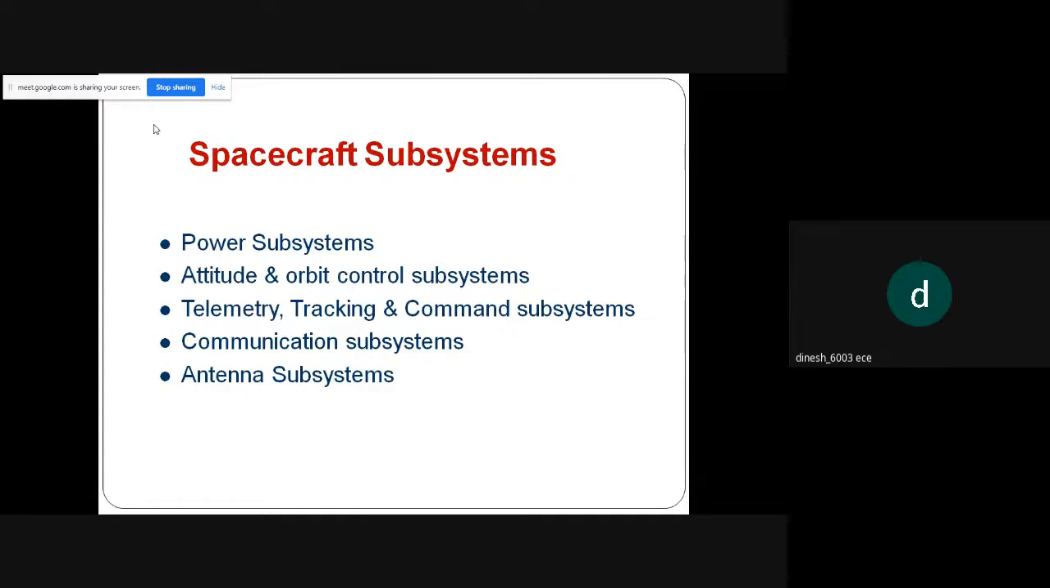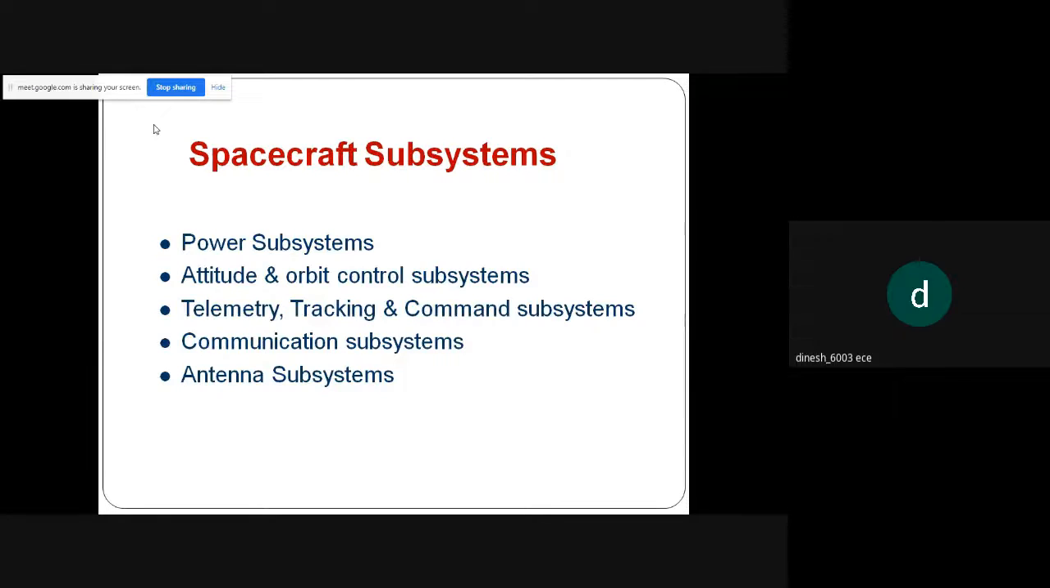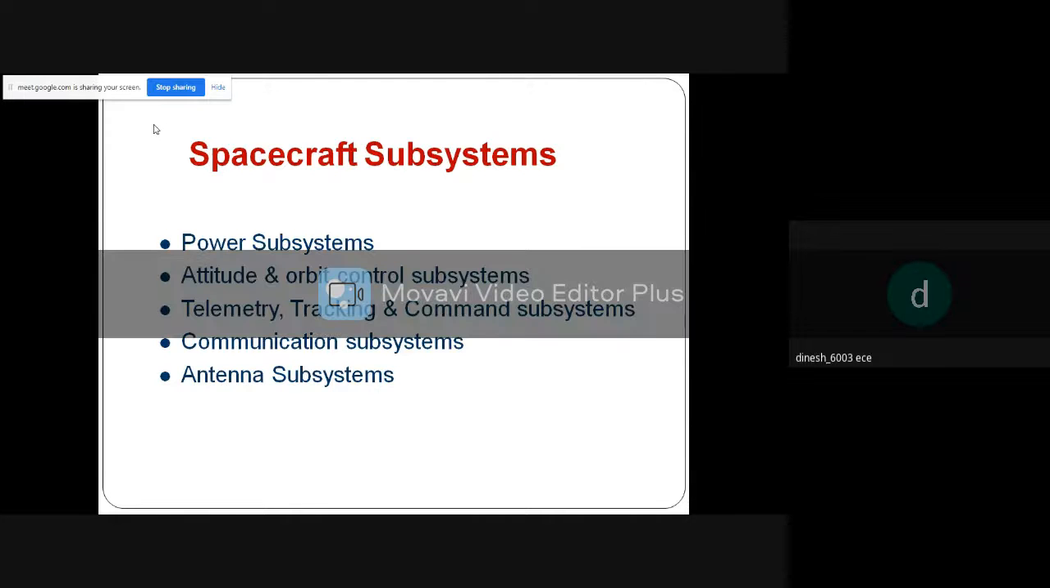Third one, telemetry tracking and commanding subsystems. So telemetry is the acquisition of data for which service this satellite is being proposed or for which purpose this satellite is being launched. So acquiring that information is the function of your telemetry, and continuous monitoring of that purpose is your tracking, and control over that is your command system. So TTC, telemetry tracking and command systems.